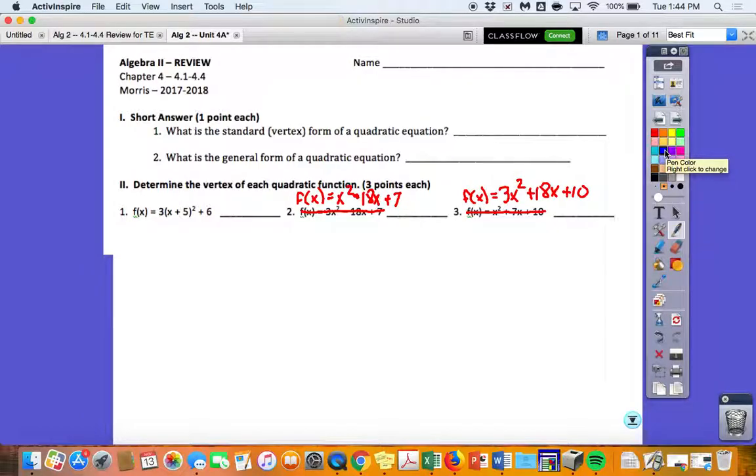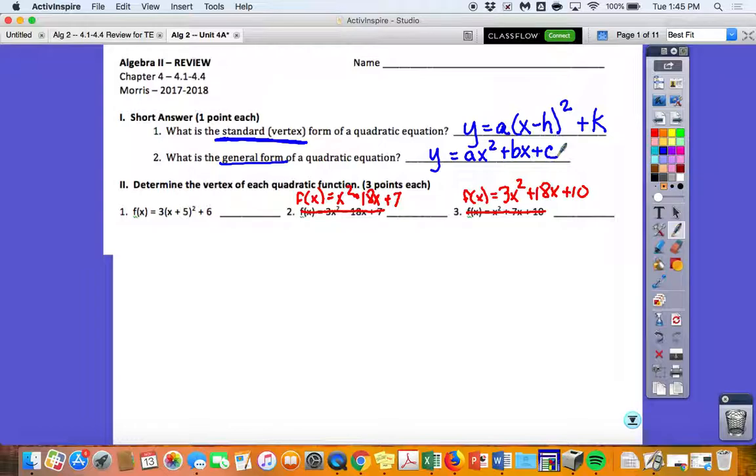Okay, what is the standard or vertex form of a quadratic equation? Remember, standard and vertex form, those are the forms that you can easily identify the vertex. So we've got y equals a(x minus h) quantity squared, make sure you got your square, plus k. So that's what we're looking for. On general form, that's the one where everything's multiplied out. So you have y equals ax squared plus bx plus c. And so we need them to look exactly like that. You got to have all the letters in the right spots, the powers in the right spot, everything. It's got to be identical for you to get the credit for that.